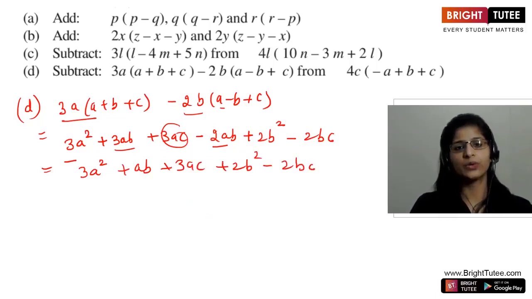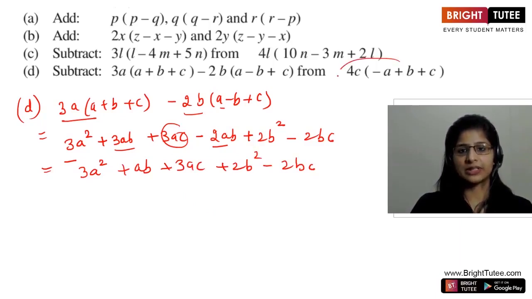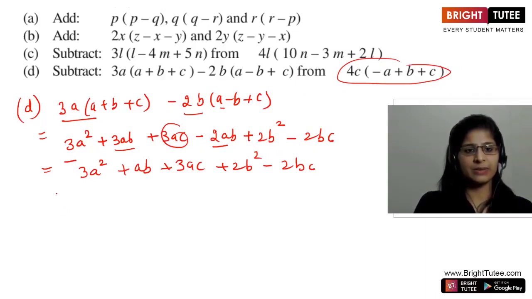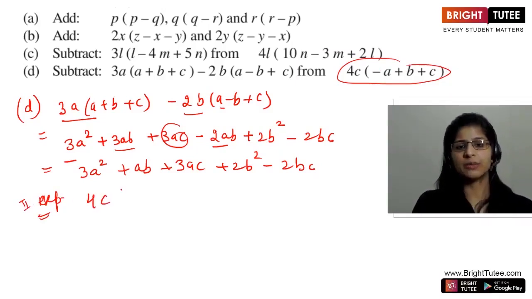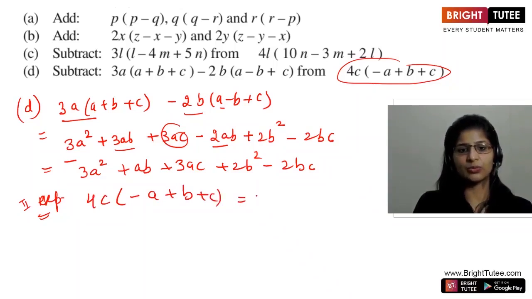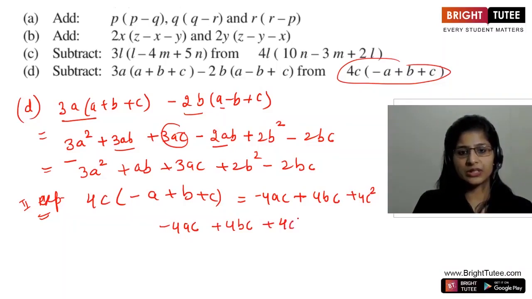Clear? Now we have to subtract it from this. Let us multiply it also. The second expression is 4c multiplied with (−a + b + c). It is actually equal to −4ac + 4bc + 4c². So we will write this first: −4ac + 4bc + 4c².